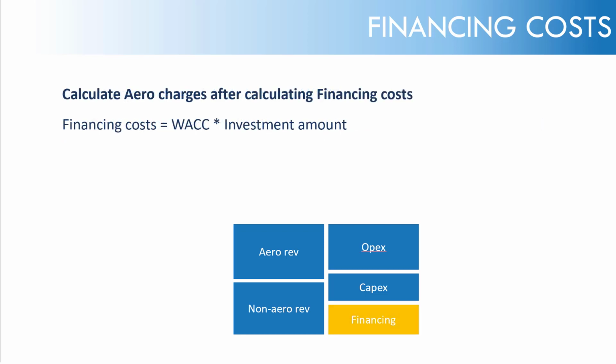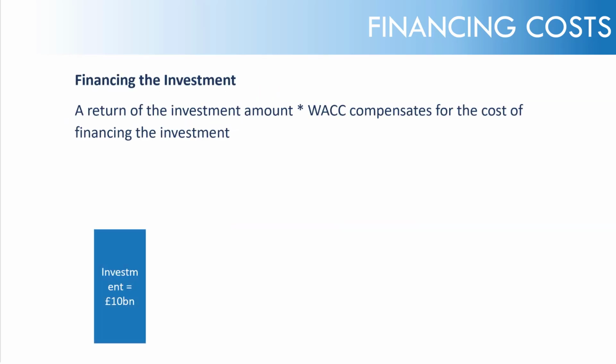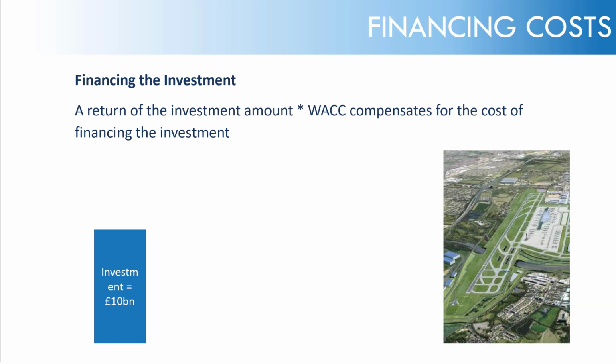How do we calculate the financing activities and where does WACC come in? Well, the financing costs are basically the WACC times the RAB, the regulated asset base. So what is the RAB? Well, if we take our investment amount, let's say it's 10 billion to build this new runway. By the way, estimates are showing about 14 billion, but we're keeping it to about 10 billion just for round numbers. Well, then the RAB would be about 10 billion or something less than.